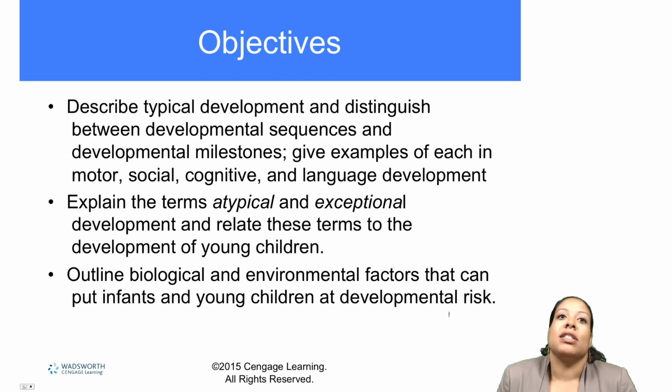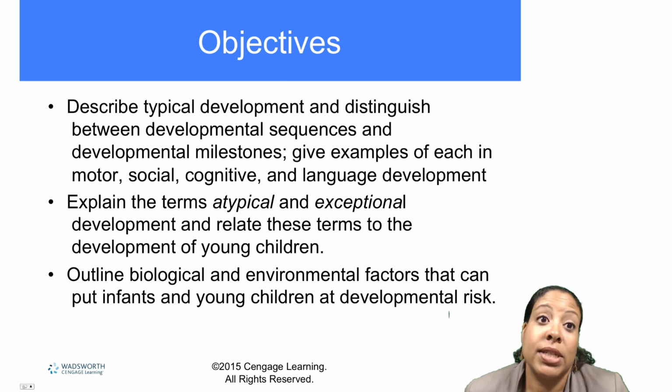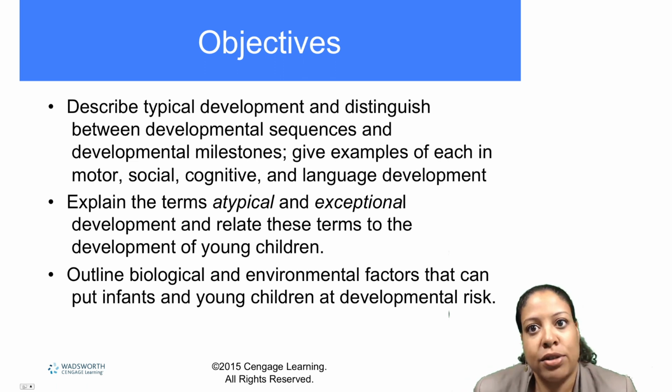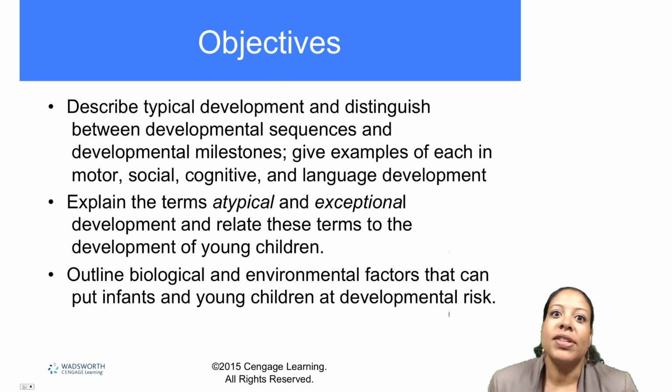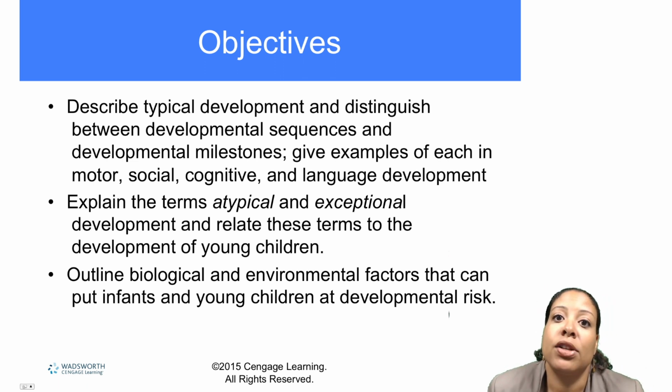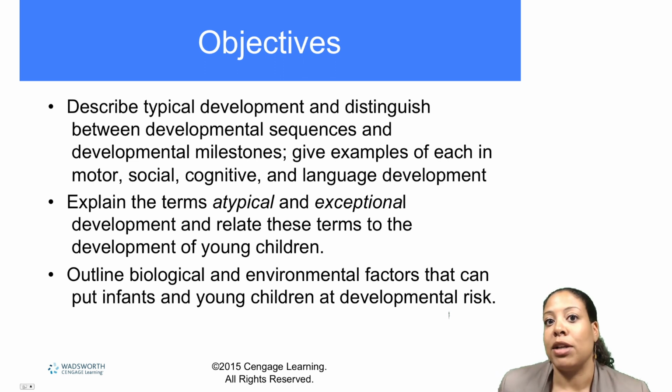The first one is to describe typical development and distinguish between developmental sequences and developmental milestones. Give examples of each in motor, social, cognitive, and language development. The second one is to explain the terms atypical and exceptional development and relate those terms to the development of young children. Finally, we have to outline biological and environmental factors that can put infants and young children at developmental risk.